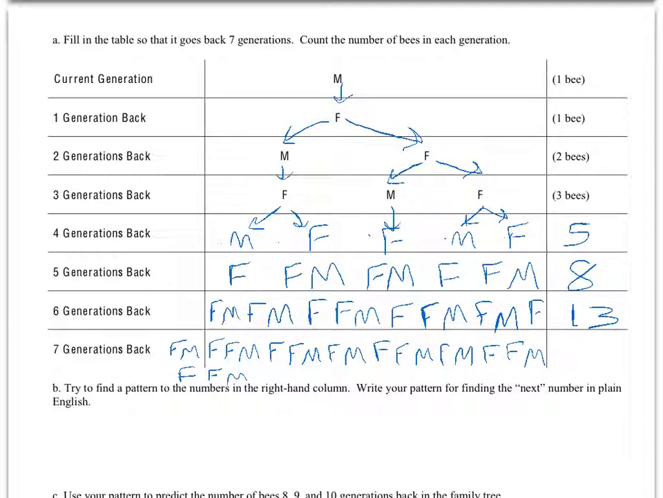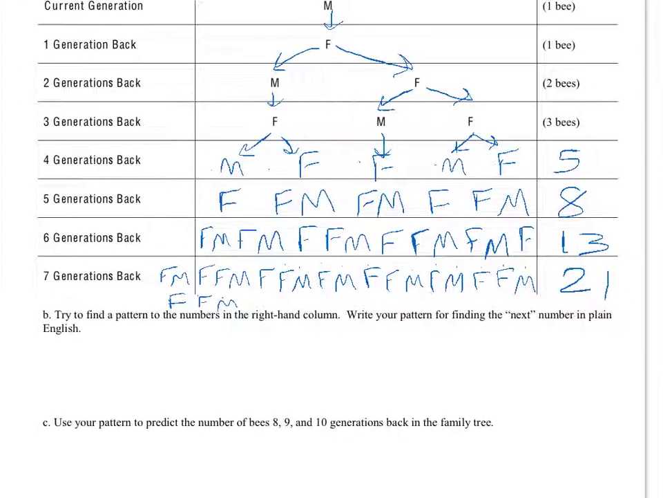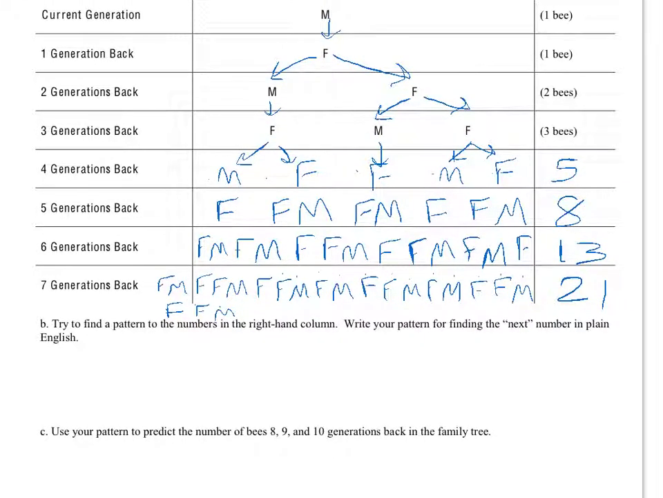So let's count up these bees. We have 1, 2, 3, 4, 5, 6, 7, 8, 9, 10, 11, 12, 13, 14, 15, 16, 17, 18, 19, 20, 21 bees. So let's just look at the numbers of bees in the far column and try to come up with a pattern for the next number in the list. So spend a few minutes, press pause, look at this sequence of numbers, and see if you can come up with the next number in the list.